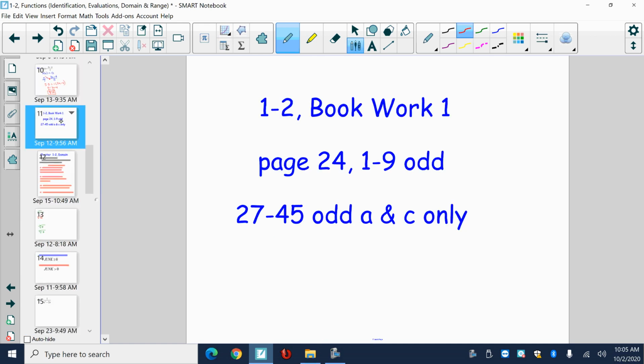Tonight's homework is going to be section 1-2, bookwork 1, page 24, 1 through 9, odd, and then 27 through 45, odd, A and C only. Okay? Because you have parts A, B, and C, and I only want you to do A and C. If you have any questions with this, please let me know. Be sure that you are labeling your paper. Be sure that you are writing your period on there, and that you are writing the book assignment, and you're showing work for every problem and writing the problem down.